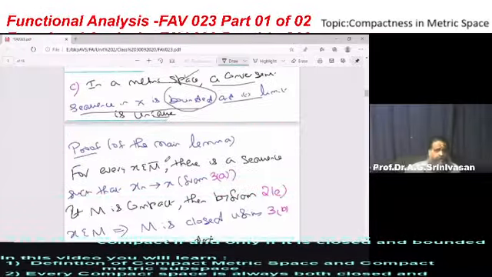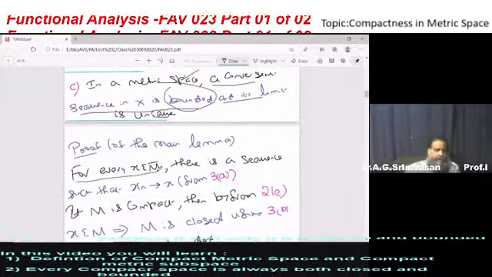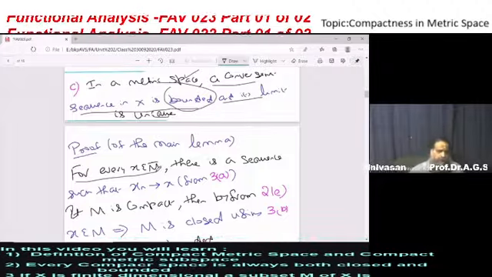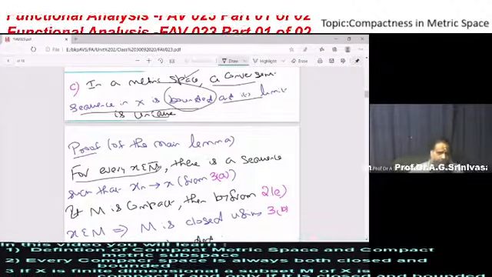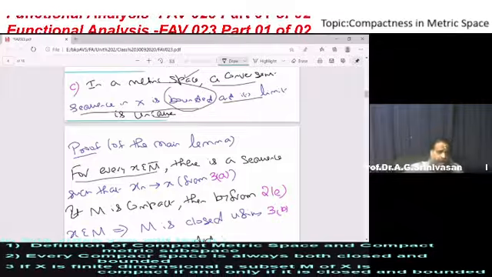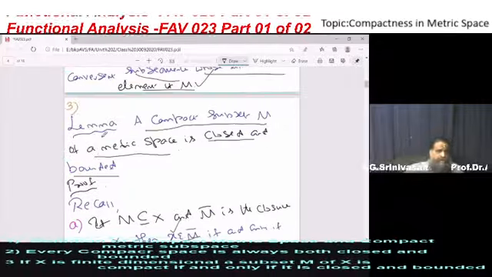Now, we start with the X in M bar. Very easy. Don't worry. It's very, very easy. We'll do it now. Take an X belongs to M bar, because X belongs to M bar by 3A. What is 3? This is 3 and this is A.